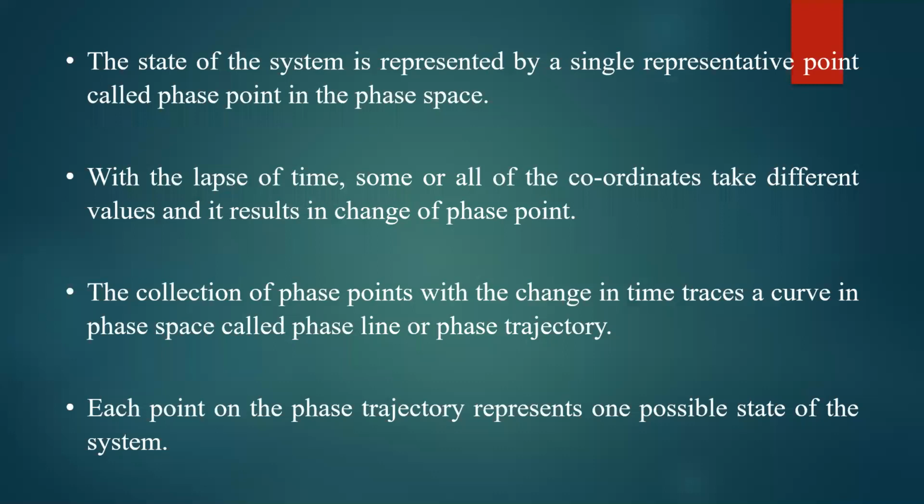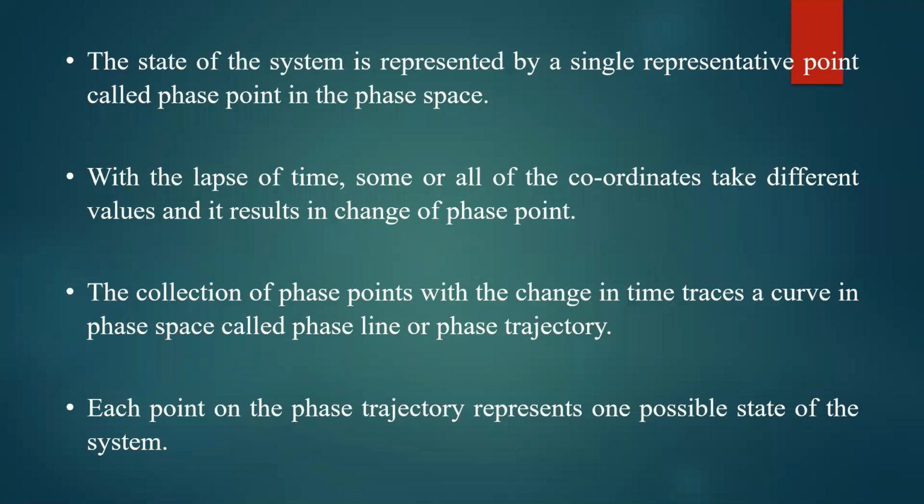Just remember, phase space is a coordinate system spanned by f position coordinates and f momentum coordinates. To represent that, you need a 2f-dimensional space called phase space. The state of the system, which is represented by a single representative point in the phase space, is called a phase point. Every point is called a phase point.